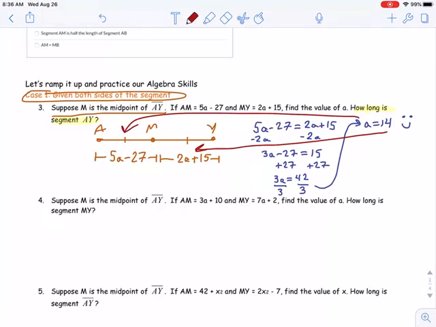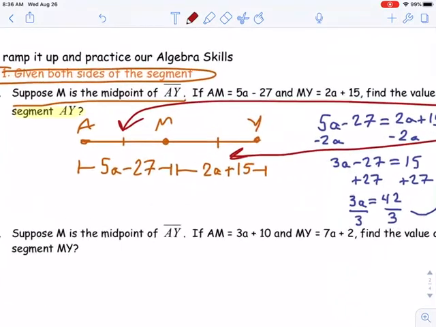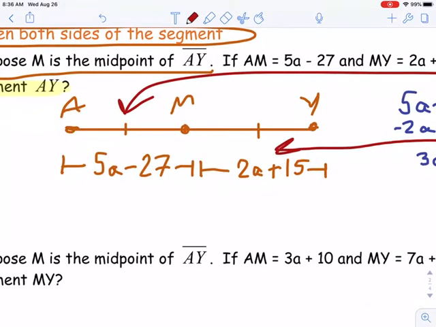Now there's a couple different ways to do it. Technically you can only plug it into one side and double it. But what's nice, if I plug in 14 for both sides, because I've got to find the total length of AY, I'm going to compute that number. So you do 5... I'm just going to bash it into a calculator off screen. You're going to get 43.